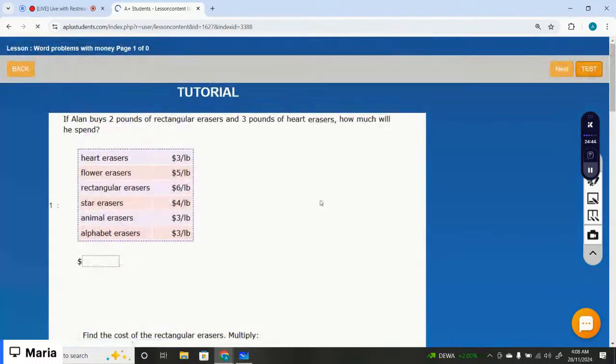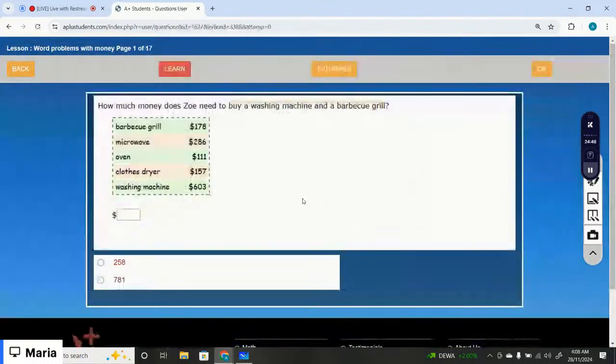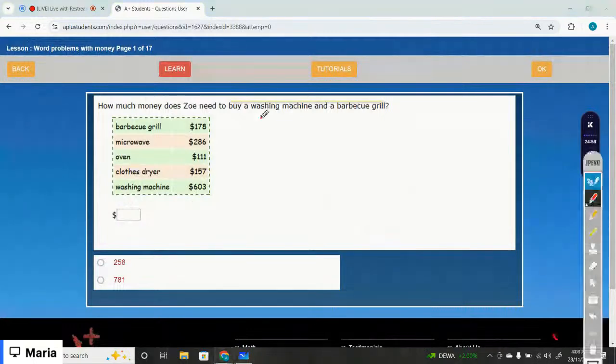Let's just start with the test questions. How much money does Zoe need to buy a washing machine and a barbecue grill? So he has to find the barbecue grill and the washing machine. The barbecue grill costs $178 and the price of the washing machine is $603. You have to calculate the total money he needs. 8 and 3 is 11, 7 and 1, 8, and that is $781. That means if you want to buy the washing machine and the barbecue grill, he must have $781. Got it?